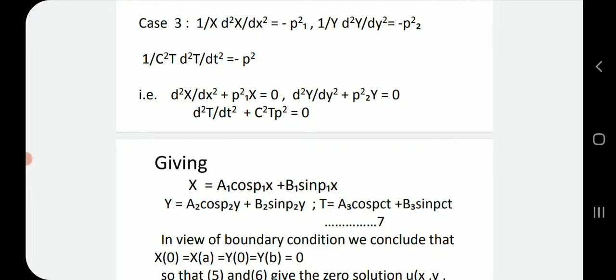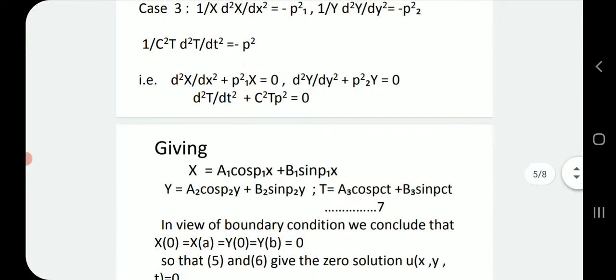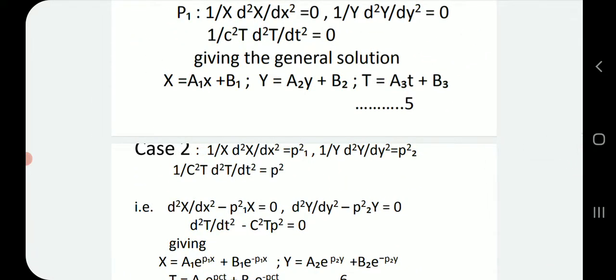This is equation 7. Now we apply the boundary conditions on equation 5th and equation 6th. Now X(0) = 0, X(a) = 0. Similarly Y(0) = 0, Y(b) = 0. When we put X(0) = 0 in equation 5th, we get 0 = b1, so b1 = 0, and when we put X(a) = 0, 0 = a·a1 + b1.